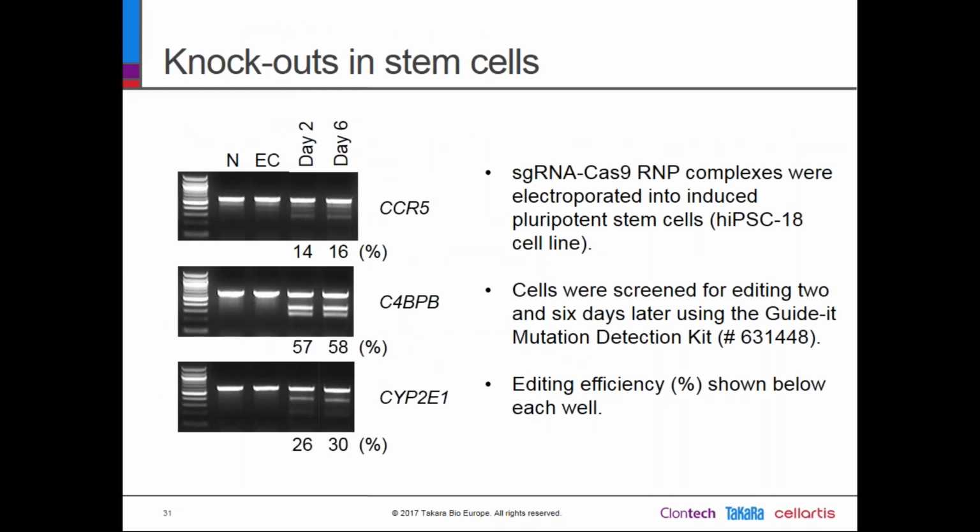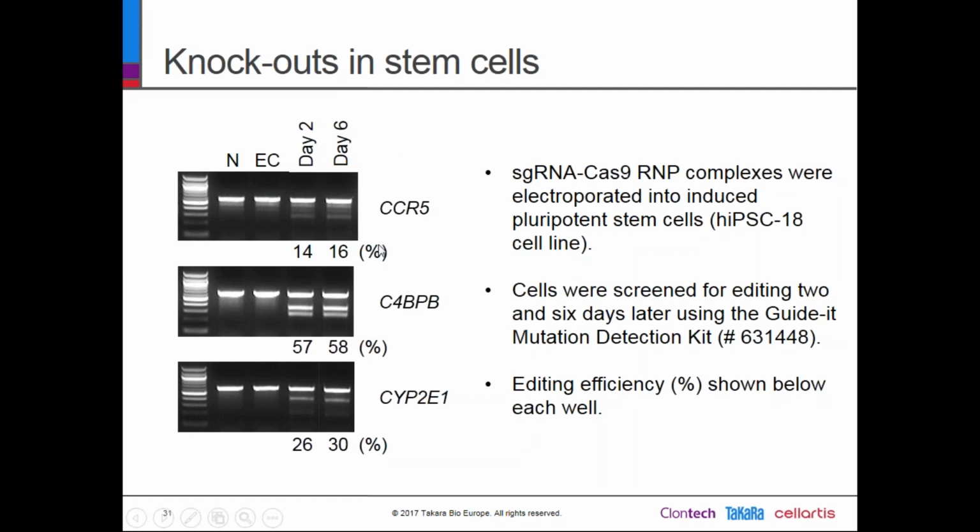Okay, so here are some data for electroporation. So we used human iPS cells. So this is the cell line 18. And we electroporated in vitro transcribed guide RNA combined with a recombinant protein against 3 different target sites, CCR5, C4BPB, and CYP2E1. And then we screened the cells with a mutation detection kit that I will explain a bit later, 2 or 6 days later, and we calculated the gene editing efficiencies.